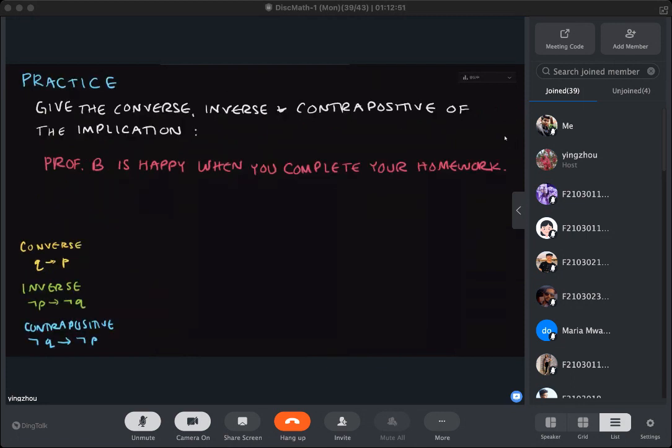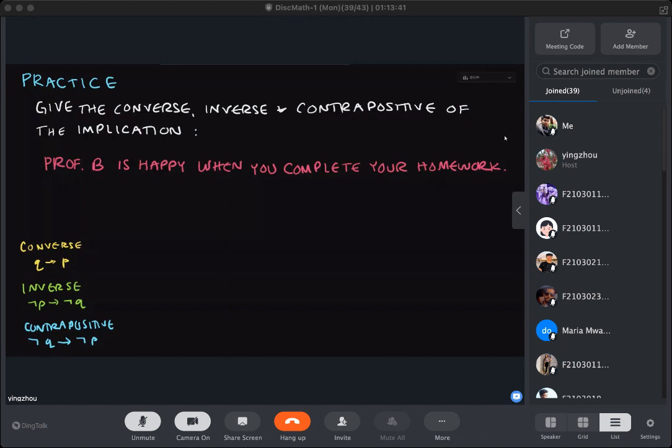Here's a question for us to try together. And again, I chose this one specifically because I have not given you the implication written in if-then form. The implication I've given you is: Professor B, that's me, is happy when you complete your homework. A lot of students make the mistake of trying to write the converse, inverse, and contrapositive without first writing it in if-then form. I would encourage you to not do it that way. Please write it in if-then form first so that it is very clear. Otherwise, it can get a little bit tricky with the language.